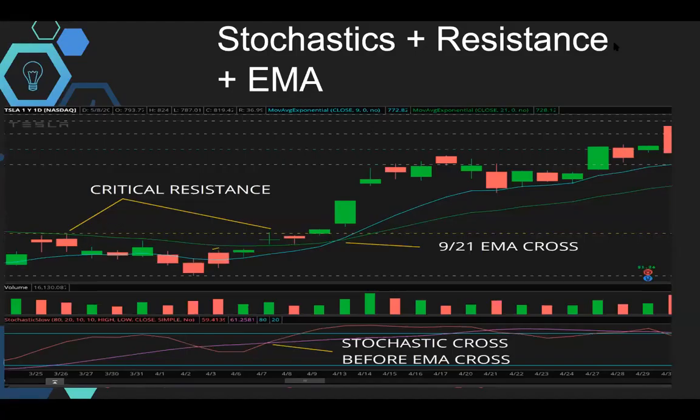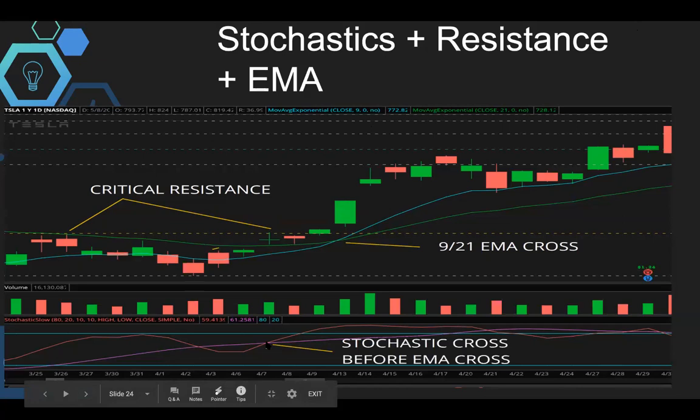So you have here this example, right? You have a critical resistance here, 1, 2, 3. You guys see this breakout, right? This breakout was followed by a what?